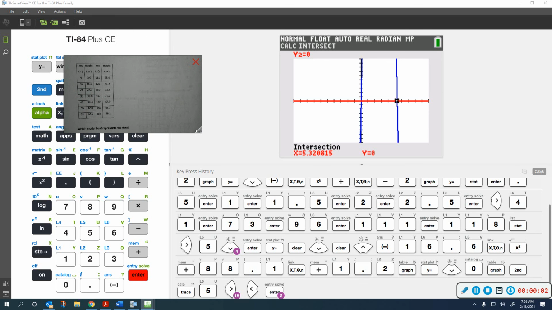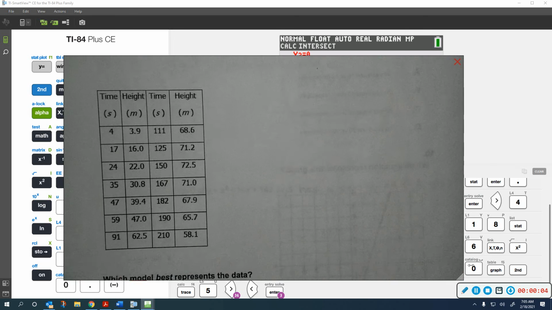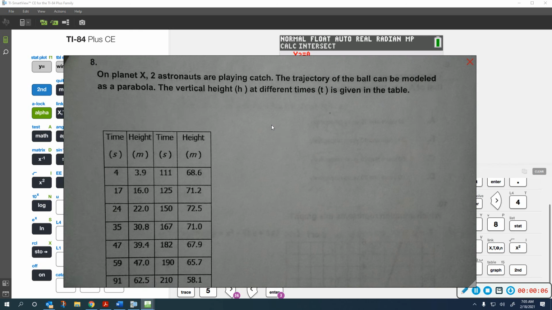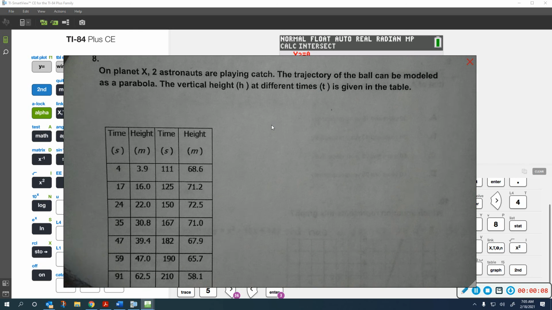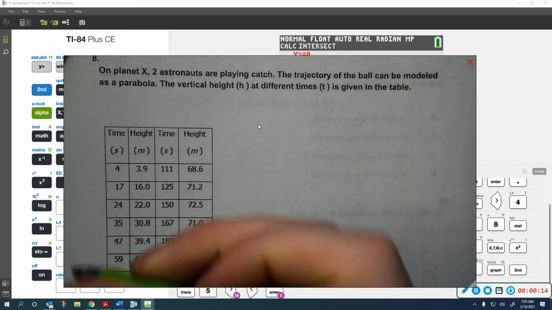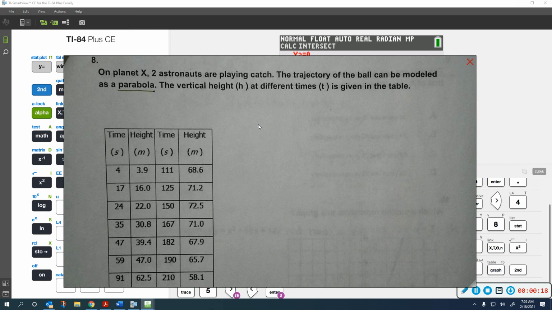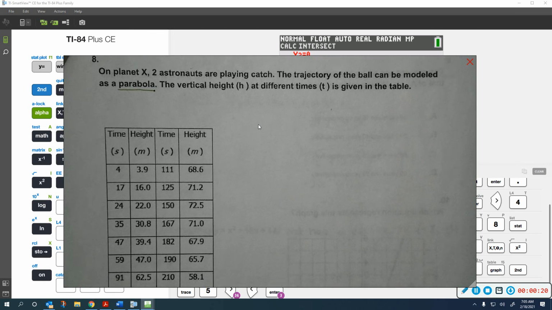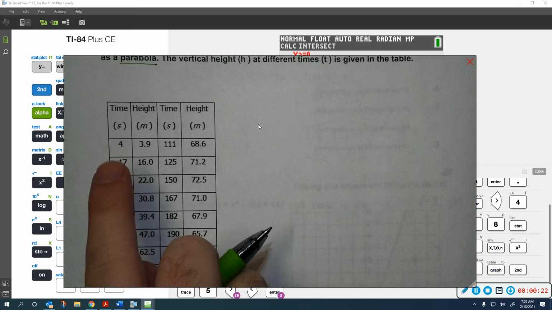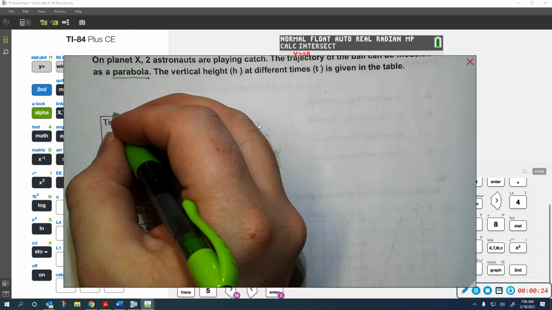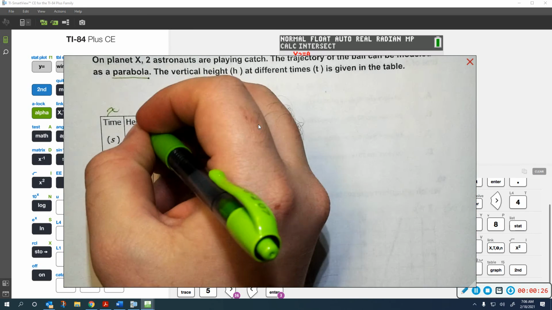Alright, so we're on question 8 now. And this one says, on planet X, 2 astronauts are playing catch. The trajectory of the ball can be modeled as a parabola. The vertical height h at different times t is given in the table. So here's our table. The time is our x's, the heights are y's.